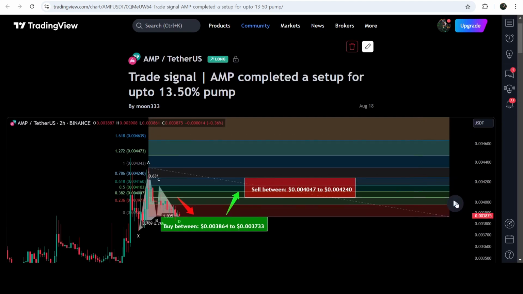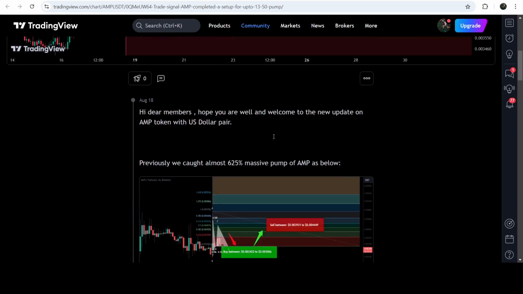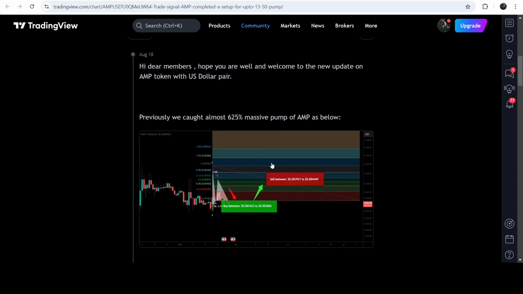Now if I play this chart, you can see that the price then started a very nice reversal from this buying zone and rallied beyond the sell target zone. And this was almost 32% pump. And before that, we caught almost 625%, a very massive pump.